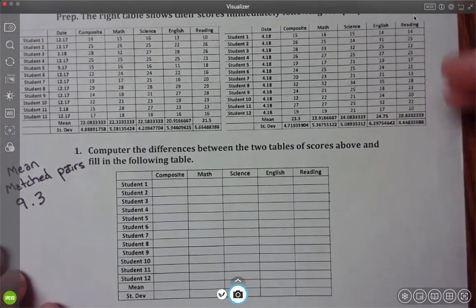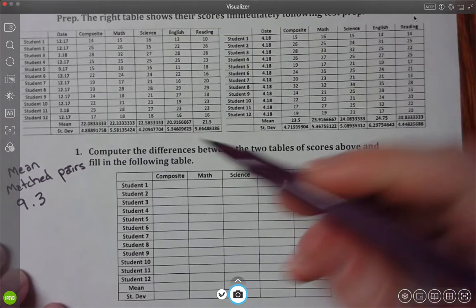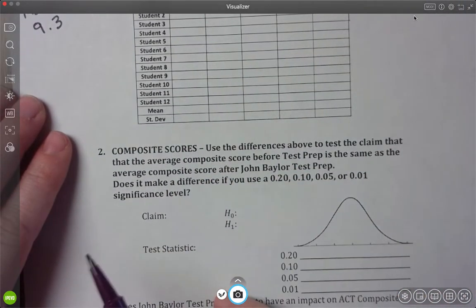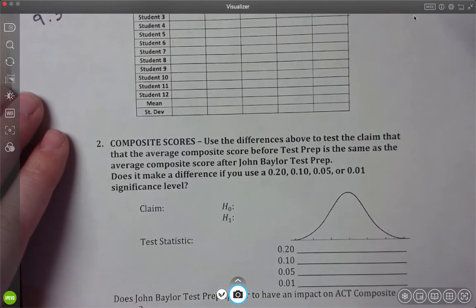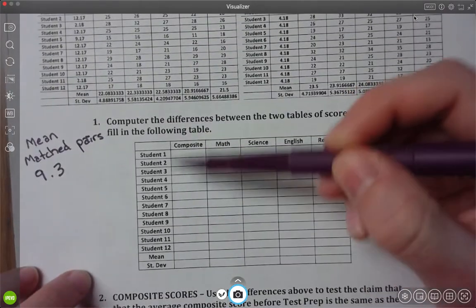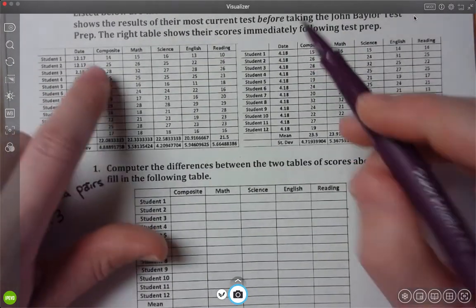What I want to do first, and you're going to eventually do this for all of the columns here, but I'm going to just do the composite. We're going to do the bottom part here, and then I'll save the back side of this sheet for the next video. So we're just going to do the composite first, and I want to look at these composite scores.